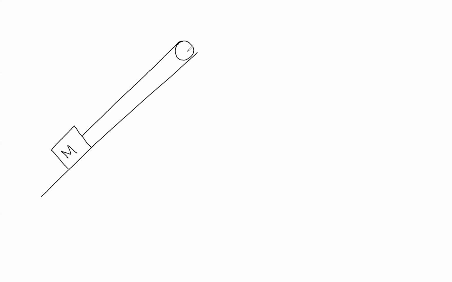Another one. Question number 5. There is a frictionless plane, and there is a mass kept on it. This mass is attached to a string which is attached to a pulley. It says that a wheel of radius r and moment of inertia I is attached to a mass of m.